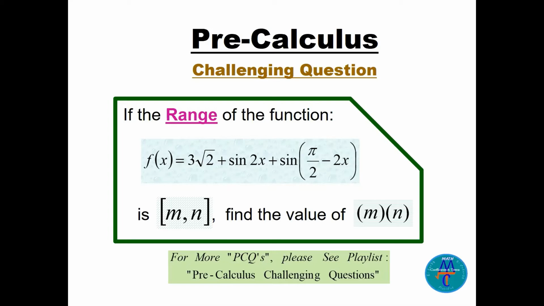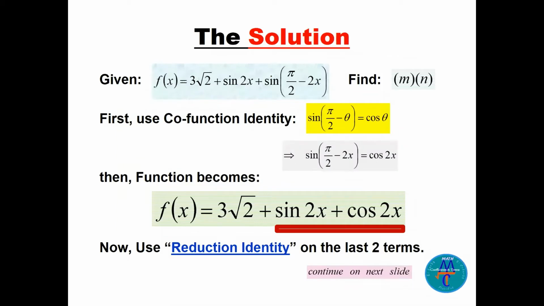So first we have to look at the function carefully. We see that there is the last term, sine of pi over 2 minus 2x. We can change it to cosine of 2x, so we can use here the cofunction identity. The cofunction identity is sine of pi over 2 minus theta is equal to cosine of theta. Theta in this case is 2x. So sine of pi over 2 minus 2x is cosine of 2x.